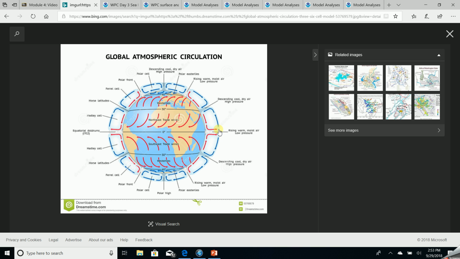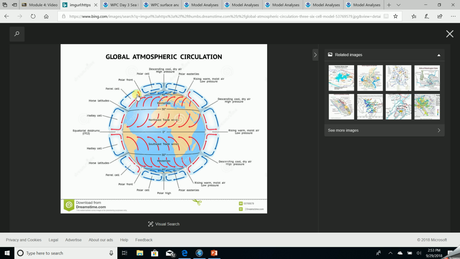If you had no rotation to the Earth, this would rise here. Coldest air would be at the pole. It would sink there. It would be one big cell of air going like that. But we have rotation to the Earth, so that complicates everything. So about 30 degrees north, we begin to have a descending cell. Cool, dry air coming down at that level, right across about 30 degrees north, right across the Atlantic Ocean.